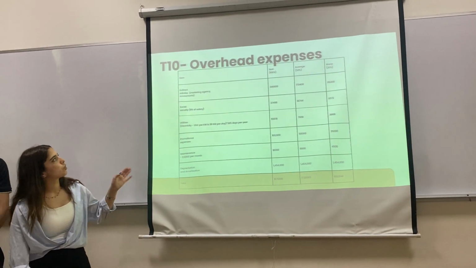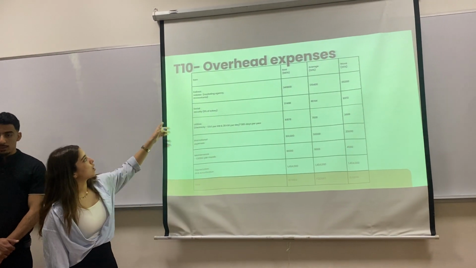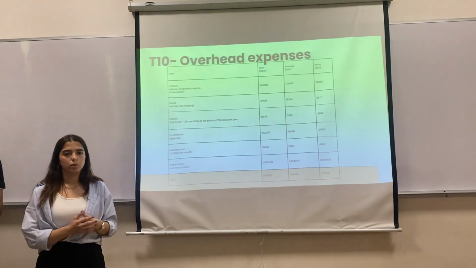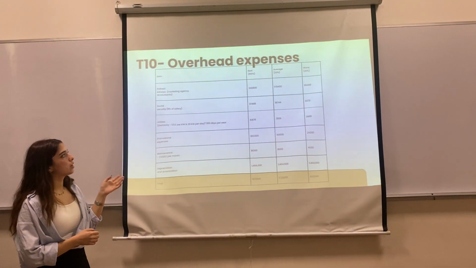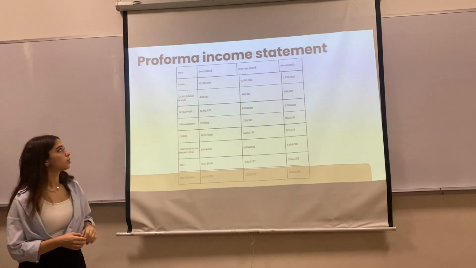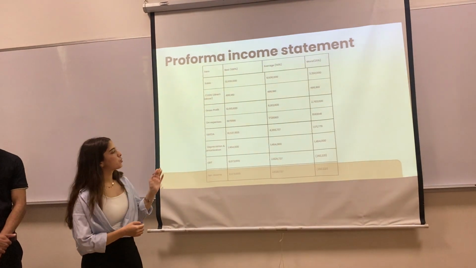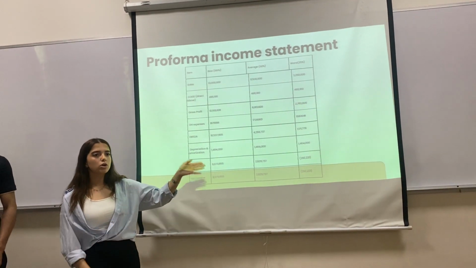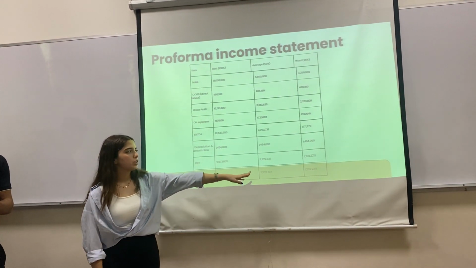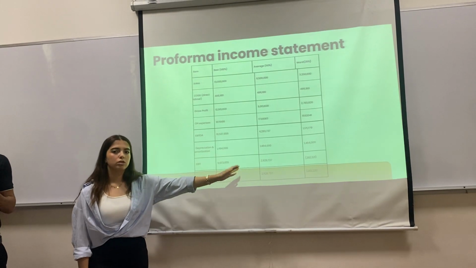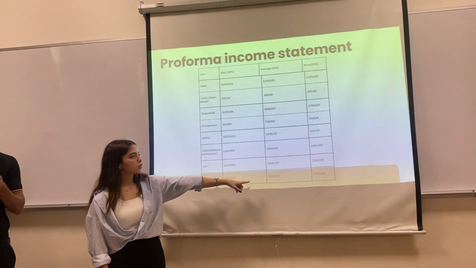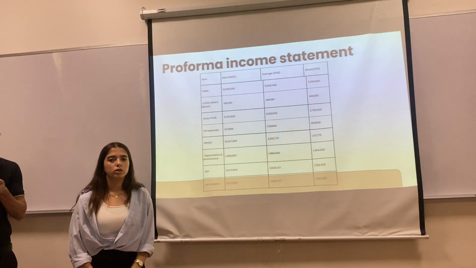Okay, for the overhead expenses, firstly it includes the indirect salaries, like the marketing agency we shall get for the marketing, and accountants. For the pro forma income statement, it was concluded that in the worst case scenario, there will be a loss of 292,000 Egyptian pounds. In the average case scenario, there will be a profit of 2,829,000.